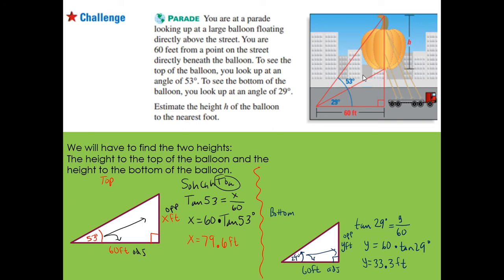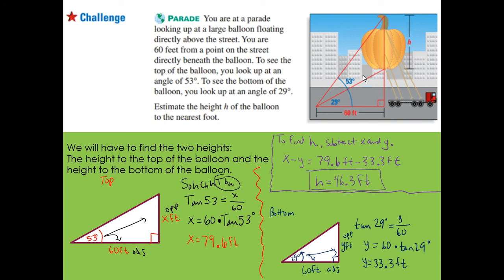So again, we found our two answers, top of the balloon, bottom of the balloon. Now let's find out what the actual height of the balloon is. So our last step here, to find h, we're going to subtract x and y. So x minus y, 79.6 minus 33.3, we end up with the height of our balloon, and that is 46.3 feet. So this is a challenge problem because you had to do multiple steps to get to your answer. So again, there will be a problem like this on the assignment.